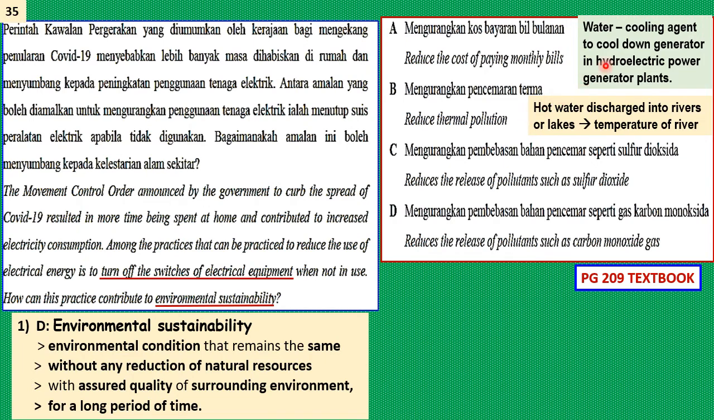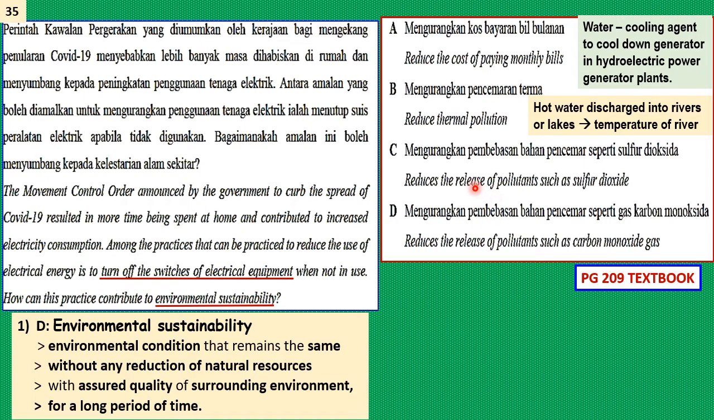I believe it does so, because water is used as a cooling agent to cool down the generators in the hydroelectric power generator plants, which are used to generate electricity. So if you use less electricity, then less water will be used as a cooling agent to cool down the generators. Okay, and less hot water that is produced will be discharged into the rivers or lakes. Less hot water will be discharged into the rivers or lakes after they have absorbed the heat from the generators. So the temperature of the river or the lakes will not increase so much, and this will reduce the death of aquatic life. Okay, so I believe B can be an answer, but let's look at C and D, where the answer is more obvious.